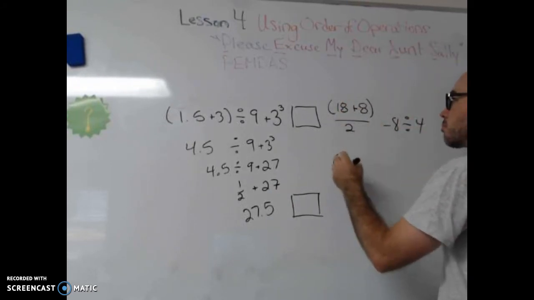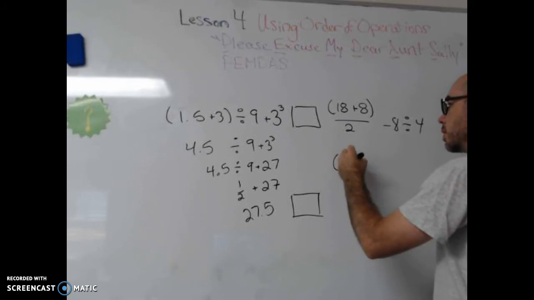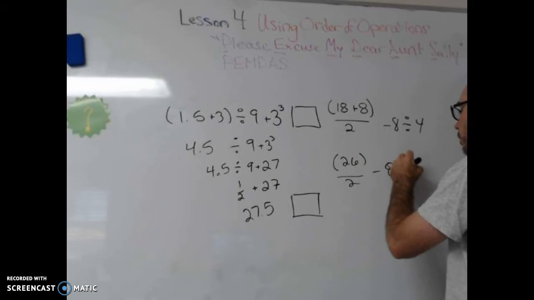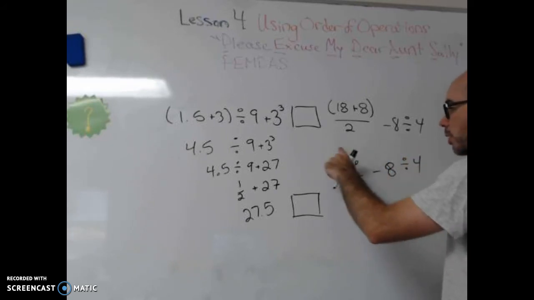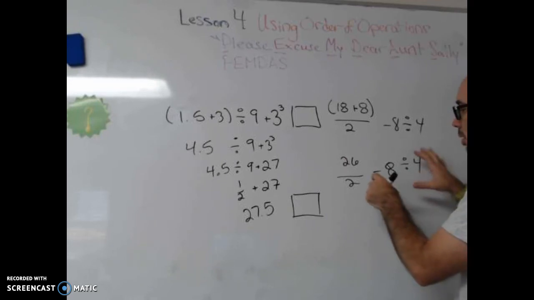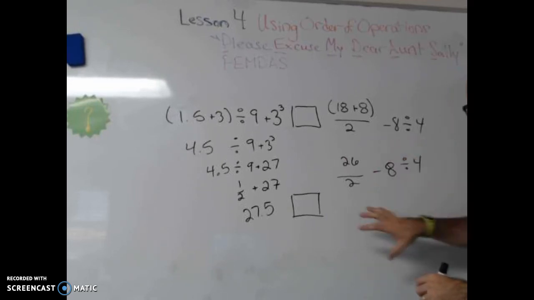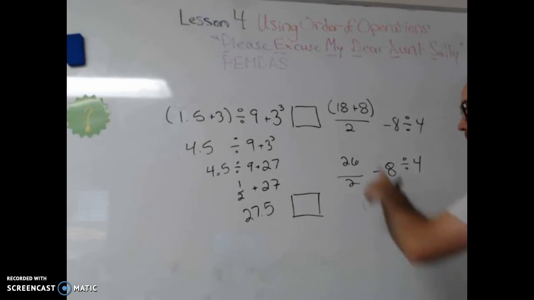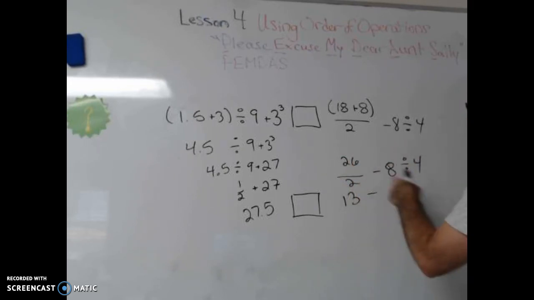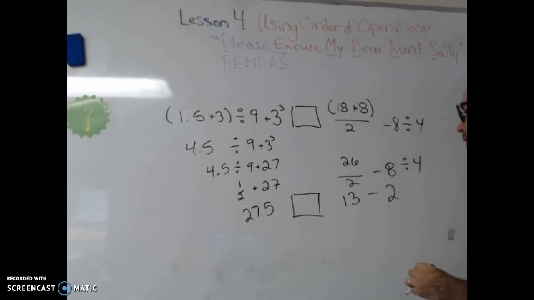Parentheses. 18 plus 8 is 26 over 2 minus 8 divided by 4. We don't need those parentheses anymore. And we have division and we have division. So we need to treat this as its own little problem and this is its own little problem. I'm going to fix this here. This is 13 minus, and then we got to do this. 8 divided by 4 is 2. 13 minus 2 is 11.